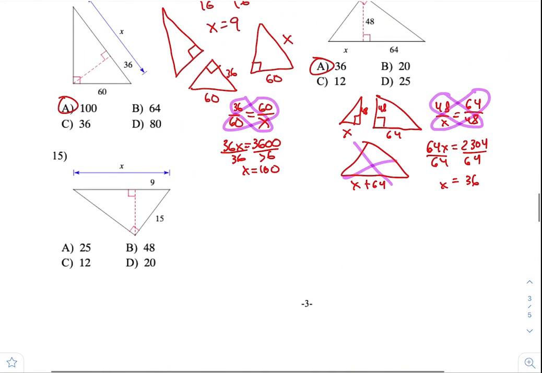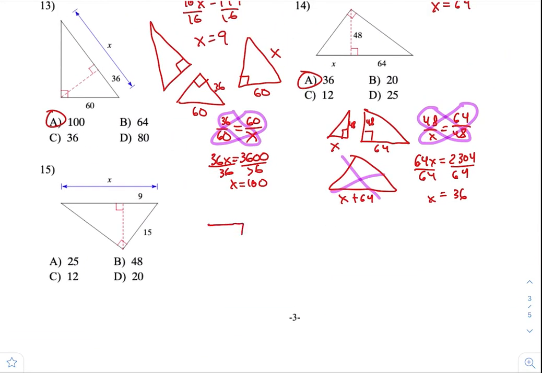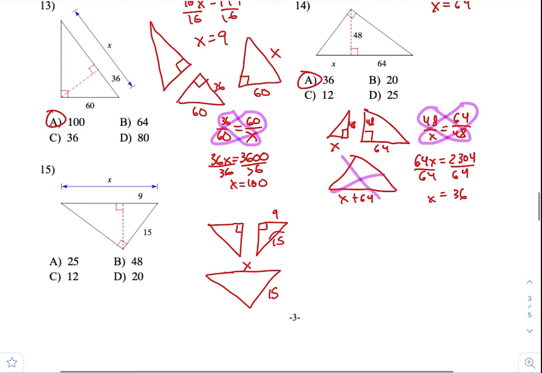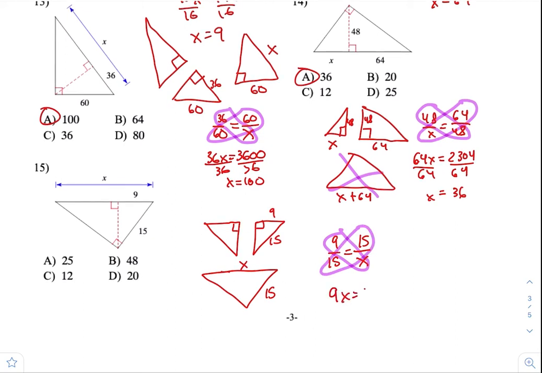Number 15. So we got this triangle, 9 and 15, and the bigger triangle, which is x and 15. So when we compare these two triangles, these will be diagonal in the proportion. So if I did 9 over 15, that has to equal 15 over x. Cross multiply. 9x is equal to 15 times 15, which is 225. Divide both by 9. X is equal to 25.